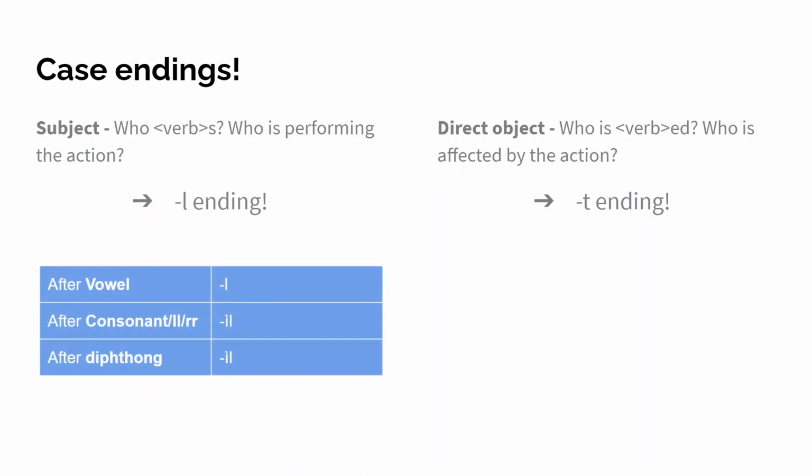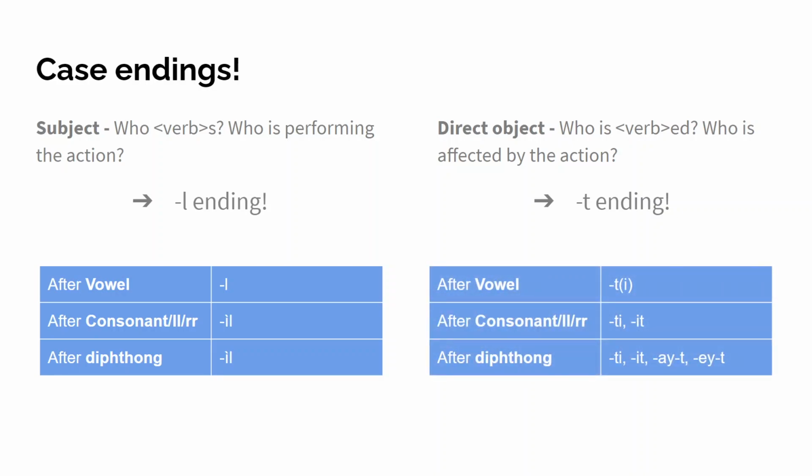The L ending can change depending on after which sound it comes in the word. If the word ends in a vowel, it's just an L. If it is after a consonant, a double L or a double R, or after a diphthong, these double sounds like aw, ay, ew, then it is il. This is just to make it pronounceable, because if I wanted to put just an L behind a word that ends with a consonant, it would be very weird.